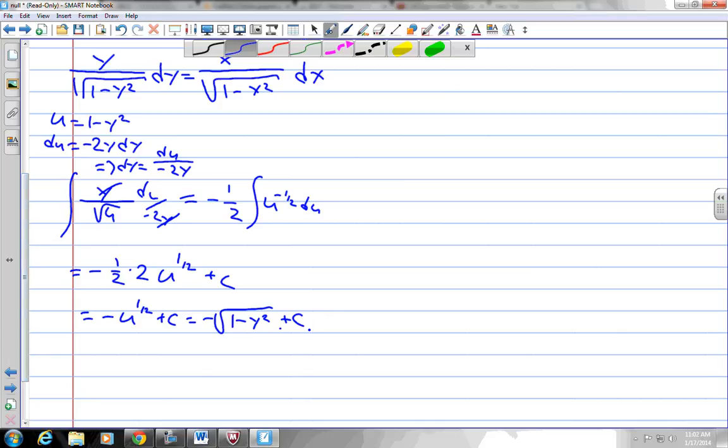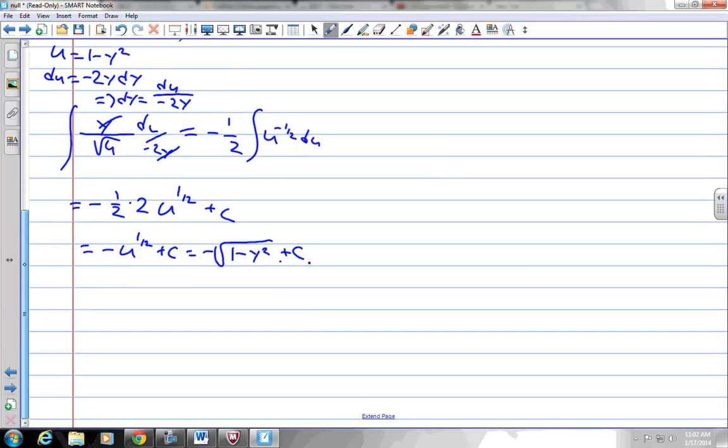So the same thing will happen on the other side. If I integrate x over the square root, we'll get the same thing. It's the same integral. So after you integrate both sides, we'll end up with negative square root of 1 minus y squared equals negative square root of 1 minus x squared plus some constant. You can get rid of those negatives, they don't matter. And that's it. You don't have to go anything further. You don't solve for y. This is a solution defined implicitly.